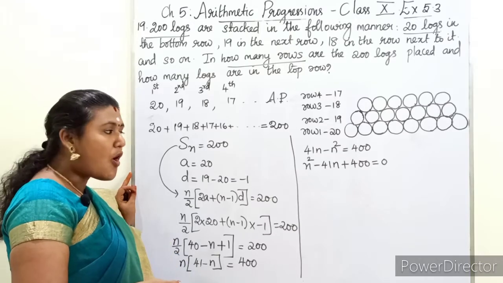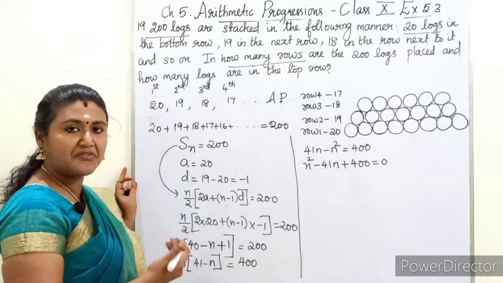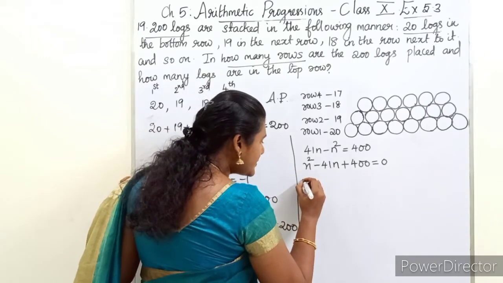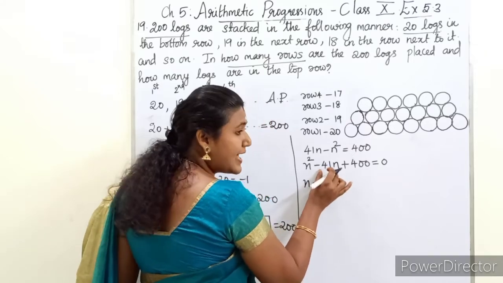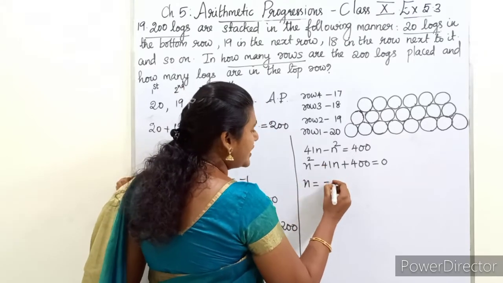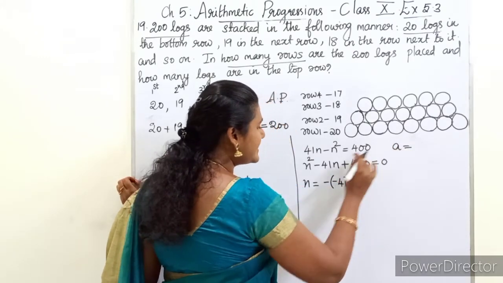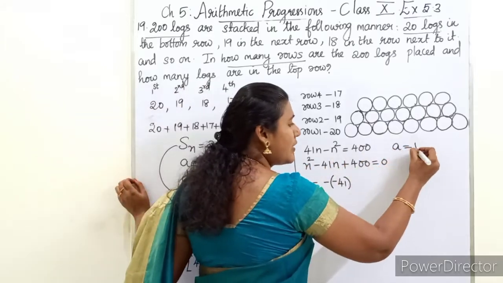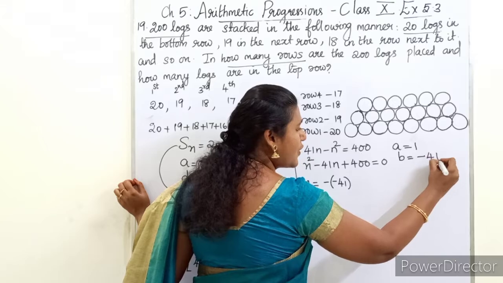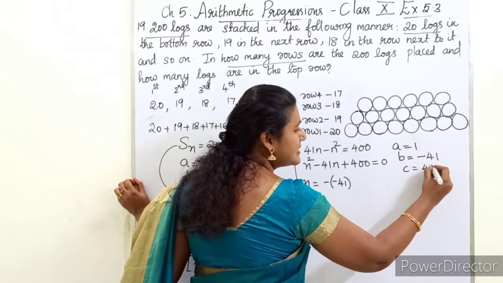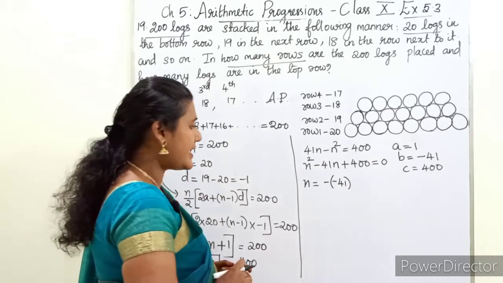Now we will solve this using the quadratic formula or factorization method. Any one of the methods we can use. So we will use the quadratic formula. So n is equal to minus b. What is the value of b here? Minus 41, so minus of minus 41. The value of a is the coefficient of n square, which is 1. What is the b value? The coefficient of n, that is minus 41. c is the constant term, that is 400. So these values we will substitute in the quadratic formula.